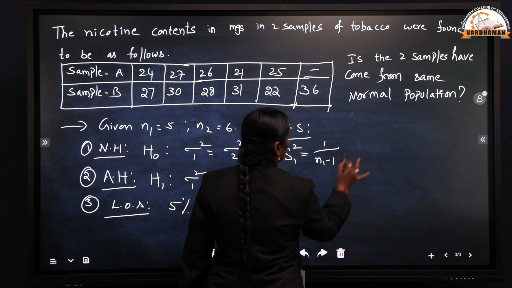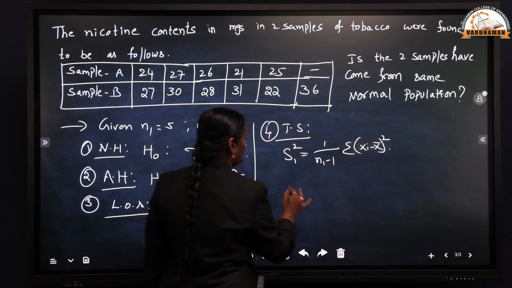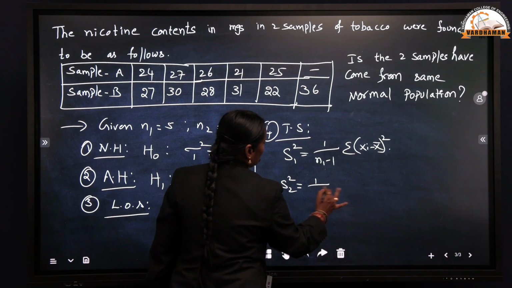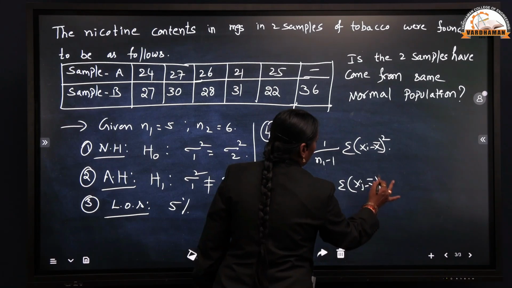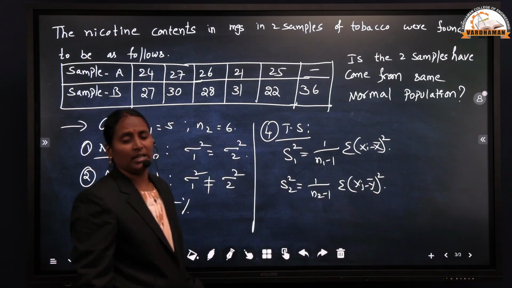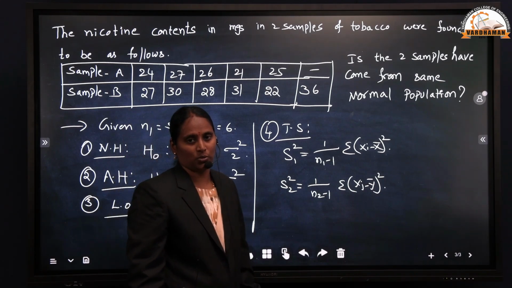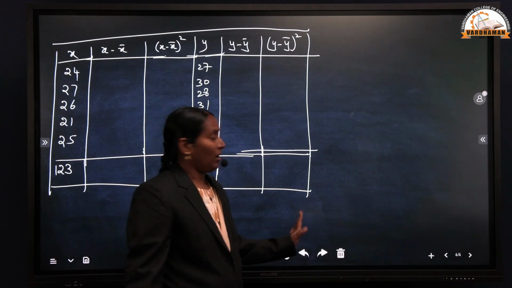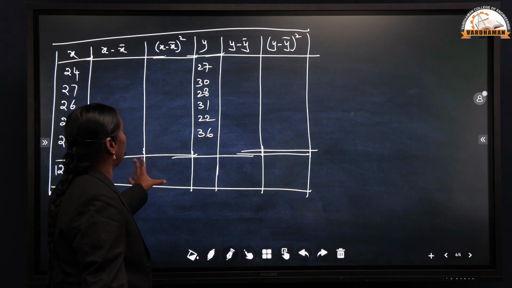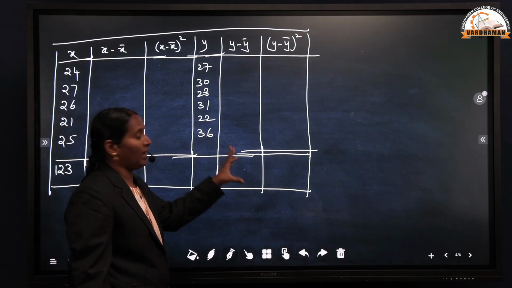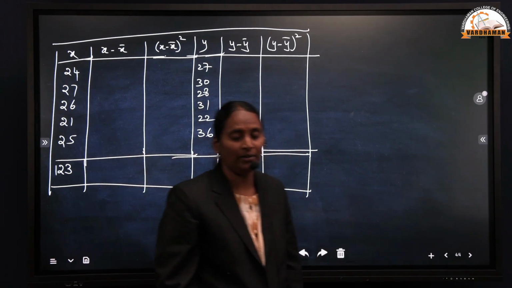S1 square is equal to 1 by n1 minus 1 into summation of xi minus x bar whole square. And S2 square is 1 by n2 minus 1 into summation of yj minus y bar whole square. By using these formulas, we are going to find the values of S1 square and S2 square. As per our last table, we are going to find x minus x bar and y minus y bar whole square in tabular form.